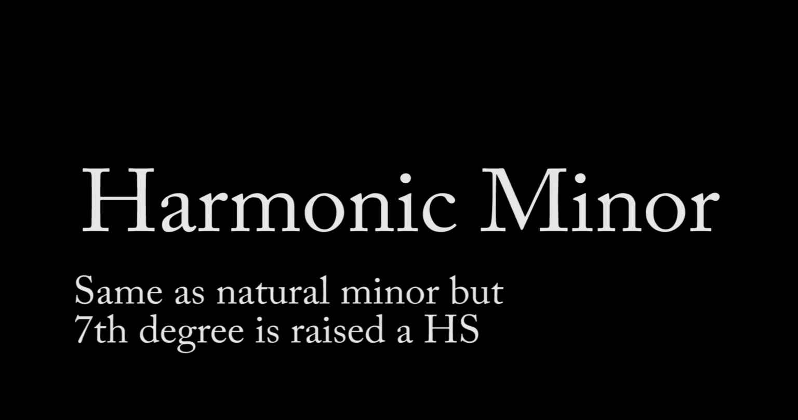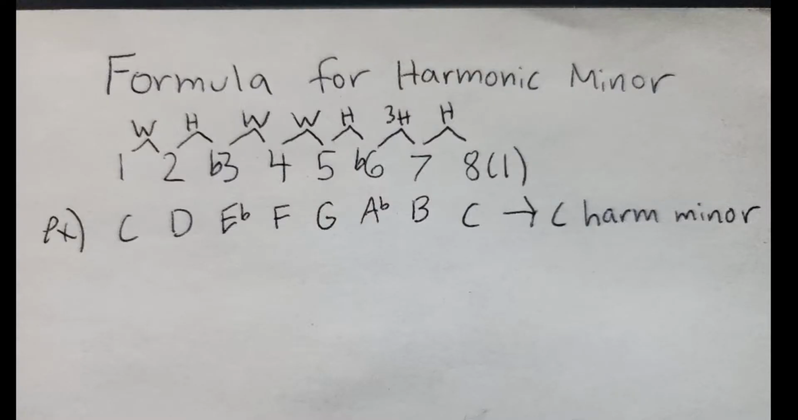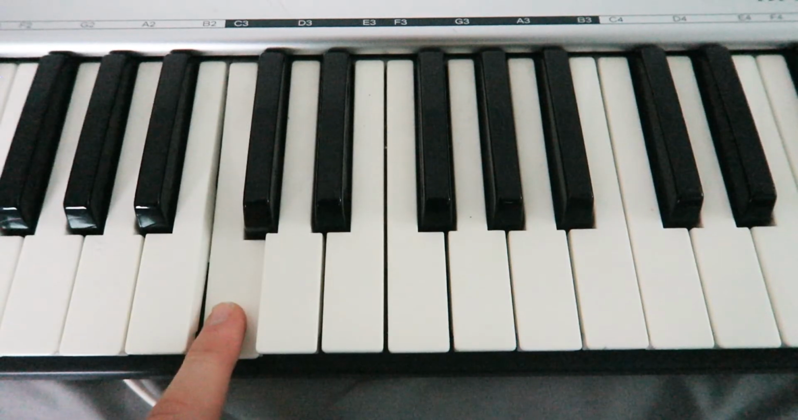Let's look at another scale called the harmonic minor scale. This scale has the same notes as the natural minor scale, but the 7th note is raised a half step. Here's the formula for the harmonic minor scale: whole step, half step, whole step, half step, 1.5 whole steps or 3 half steps, and finally a half step. Here's what it sounds like.